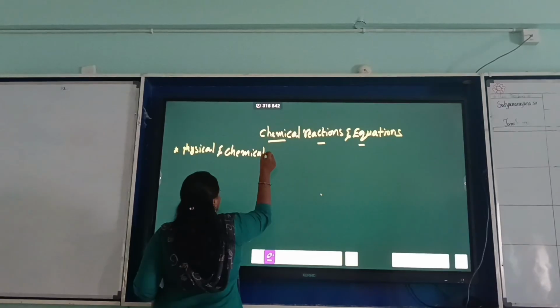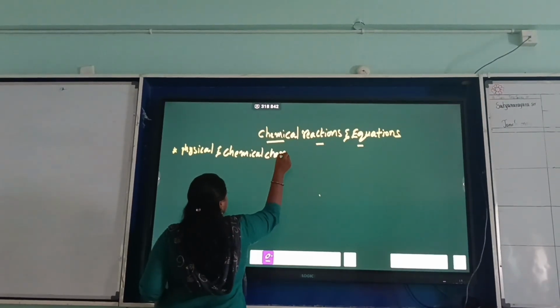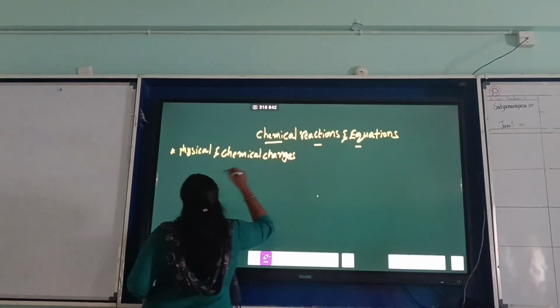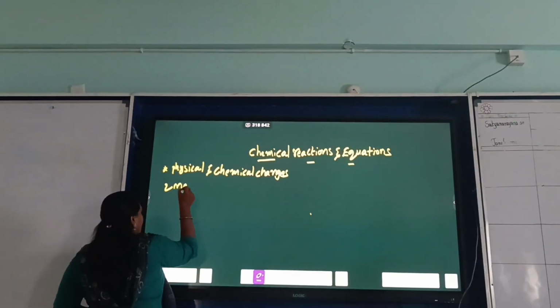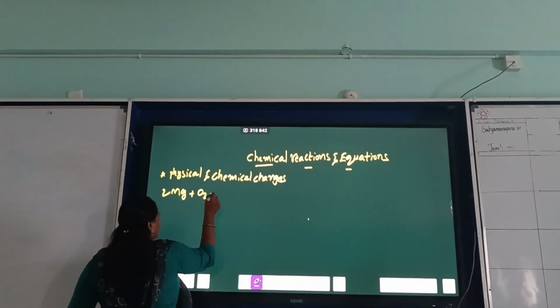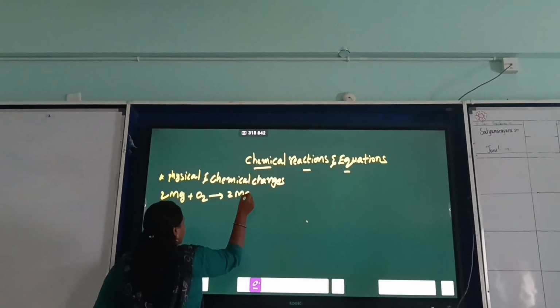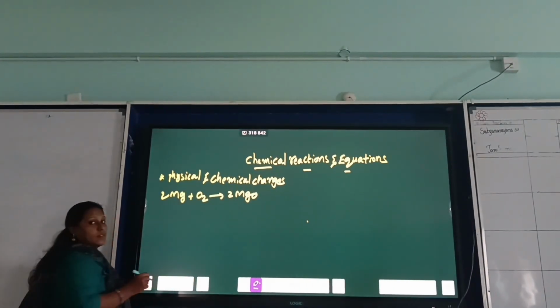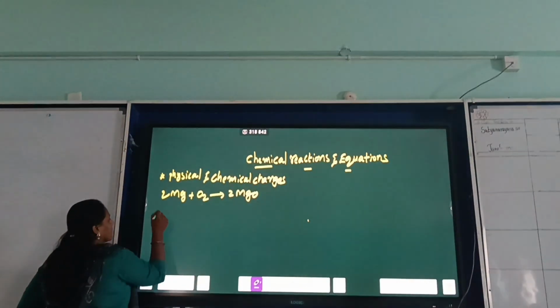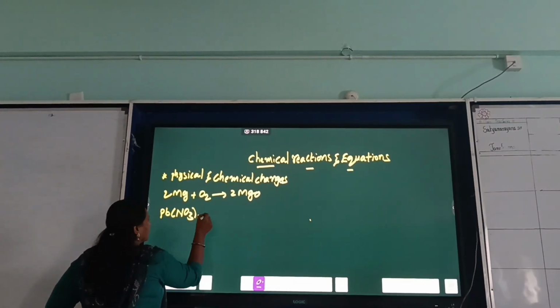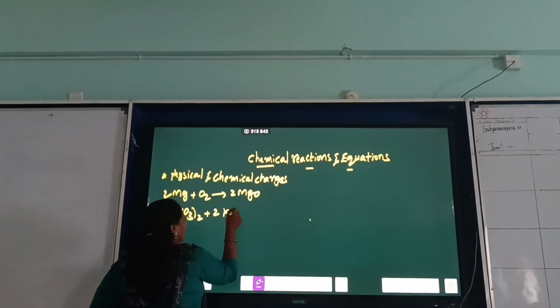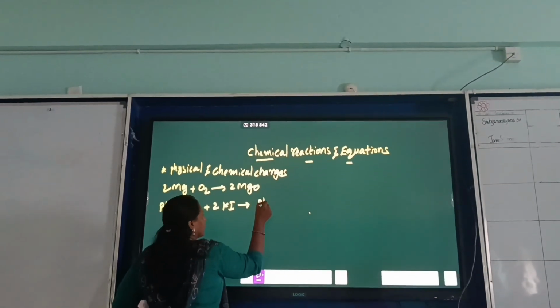You know this already. What about the physical changes? What about the chemical changes? You already know the difference. So what are physical changes and what are chemical changes? In all the above situations, every reaction has a chemical equation.